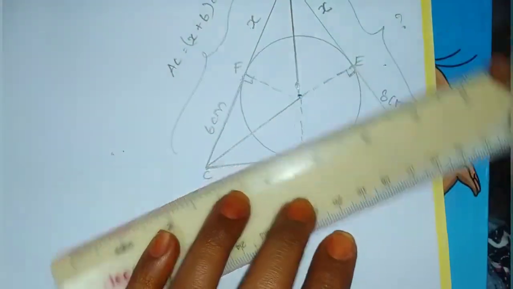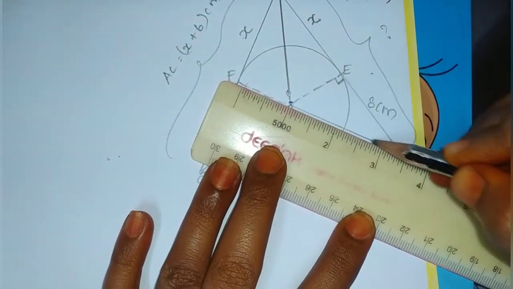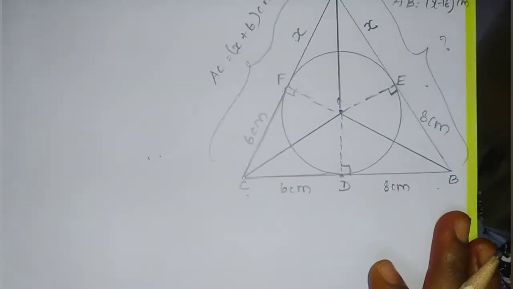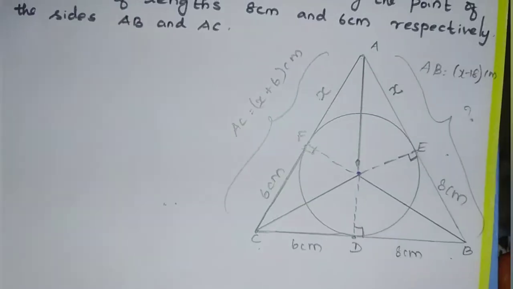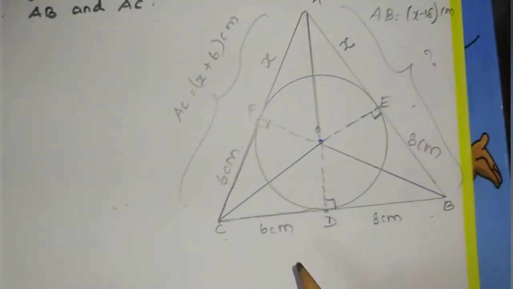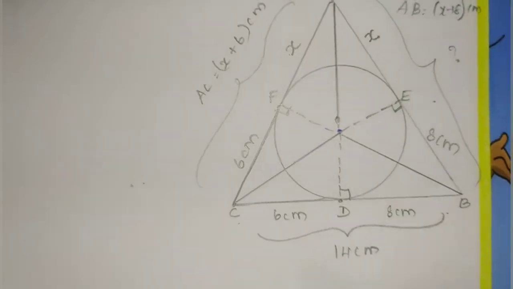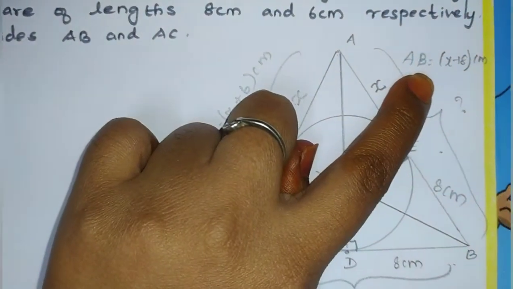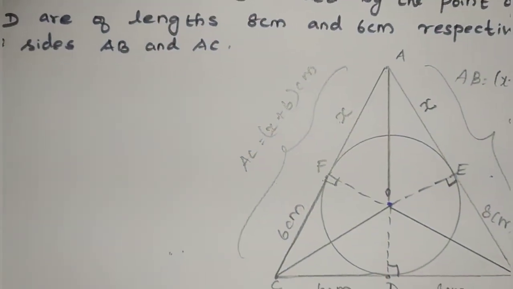OC and OB. Clear? So what we are going to do to find the side AB and AC? Listen. This side is 14 centimeter, this side is x plus 6 centimeter, and this side is x plus 8 centimeter. Clear?